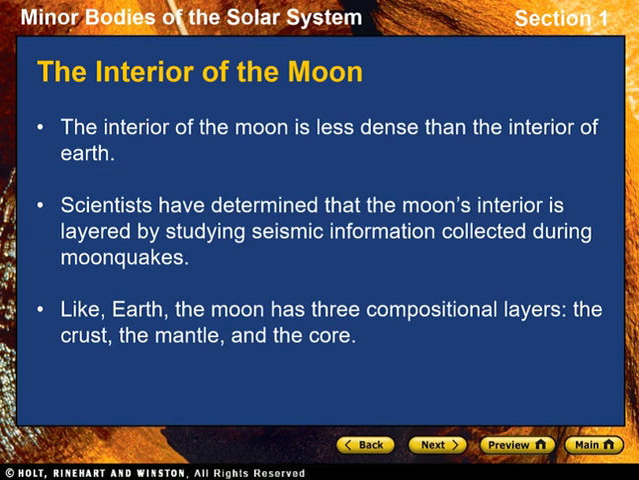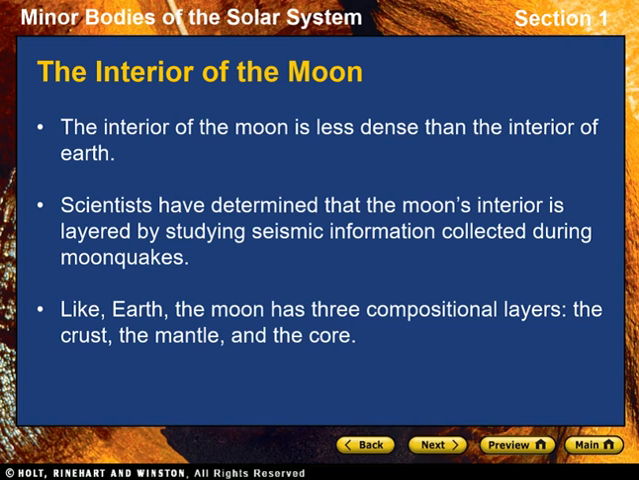The interior of the moon. Rocks of the lunar surface are about as dense as those on Earth's surface. However, the overall density of the moon is only 3/5 the density of Earth. The difference in overall density indicates that the interior of the moon is less dense than the interior of Earth.